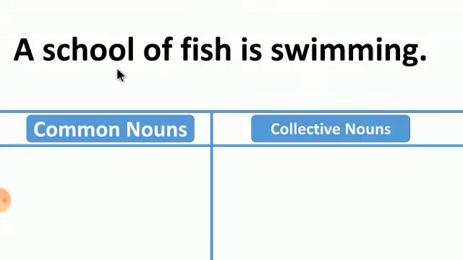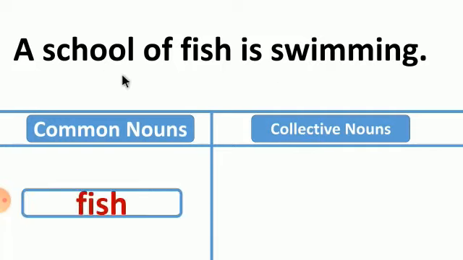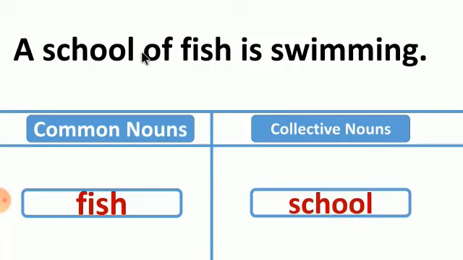We have 2 nouns too here: school and fish. Fish. Is it common or collective noun? It is common noun. What about school here? Look at it. A school of fish. Do you remember the first example about collective nouns? We said a school, a shoal, or a group of fish. And here's the same. A school of fish. This noun is given to a group of fish, so it is collective noun.